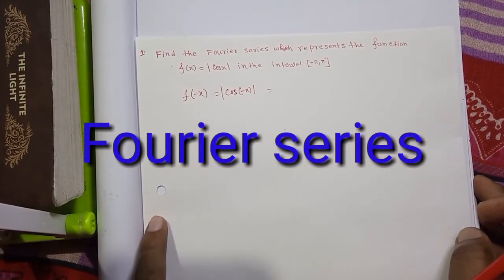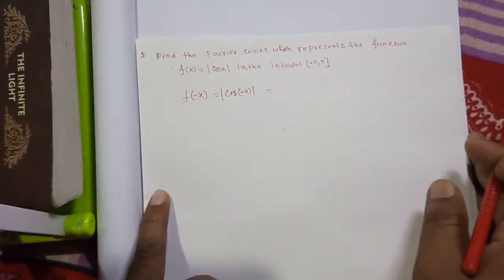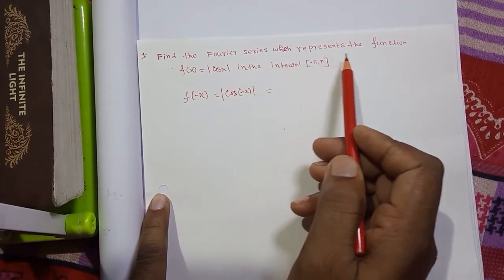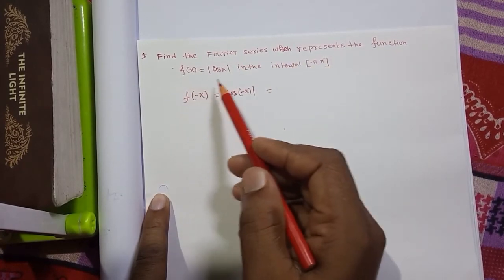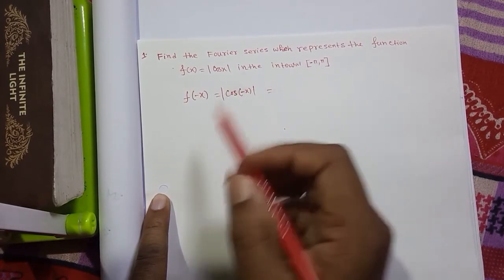Today we will examine an even function for Fourier series expansion. Find the Fourier series which represents the function f of x is equal to mod of cos x in the interval minus pi to pi.